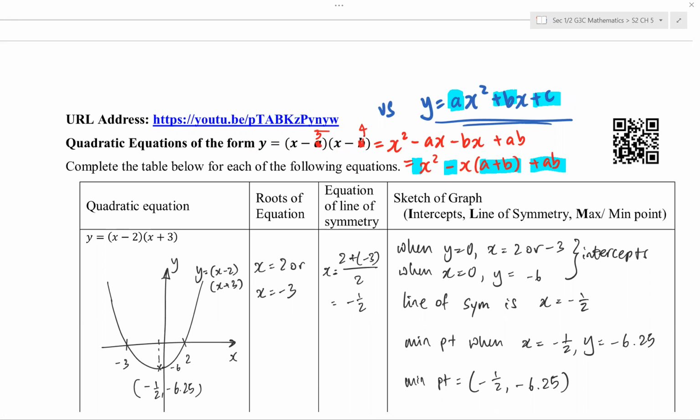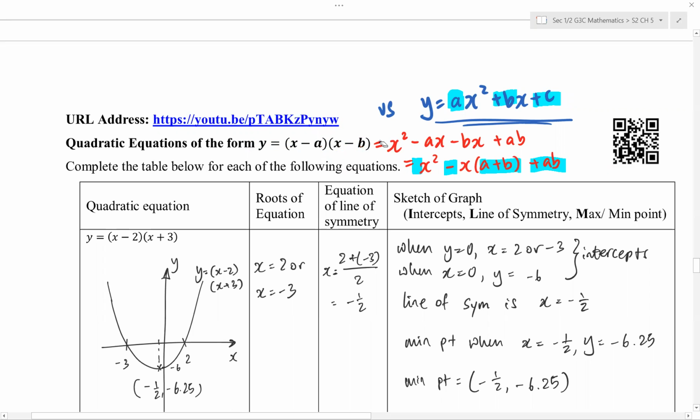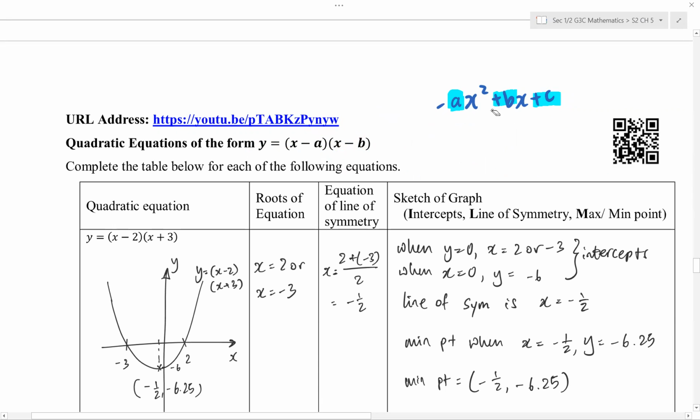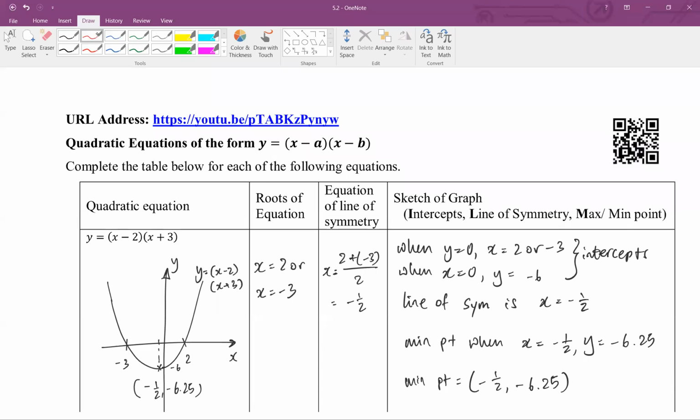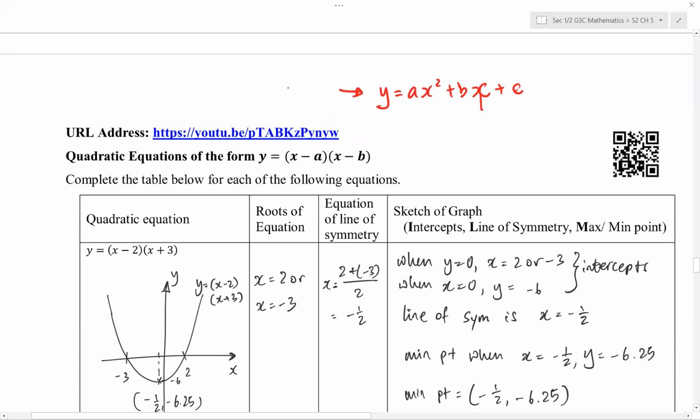Okay, so in summary, what I want you to know over here is that both of them are quadratic equations. You are expected to know how to sketch both of them. y equals ax squared plus bx plus c, you must know how to sketch this. And you must know how to sketch this also. Both are quadratic equations, just the format is different. Now, which is easier to sketch? This is way easier to sketch.